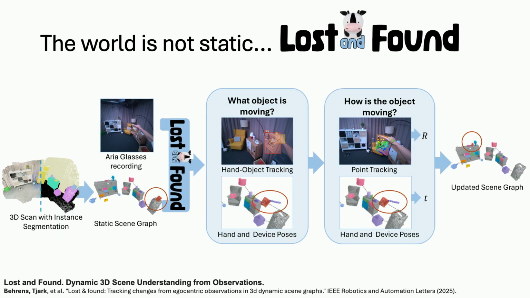So now we added the human in the loop. So the setup is the same as in Spotlight, but we added now a human with ARIA glasses that is basically like recording and interacting with things and dynamically moving things actually around. So what you can see is like basically we first do hand object tracking, and then we do the point tracking of the object that is actually moved, and then we update the scene.